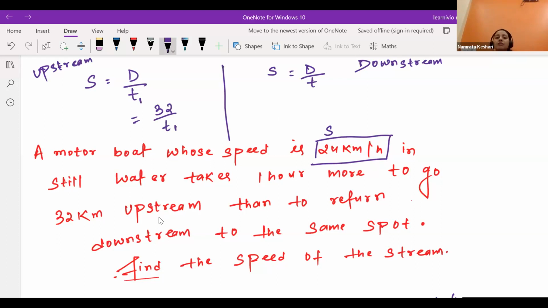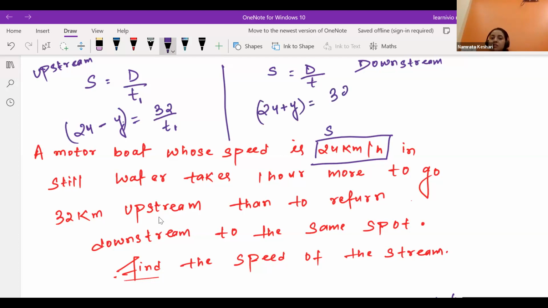24 kilometer per hour is the speed of the boat, but there must be a speed of the stream. You have to assume it initially. Let y be the speed of the stream. Okay, this is the stream speed. Similarly, for the other case, downstream, the same 24 kilometer per hour is the boat's speed, but plus y will be there, equals the same distance 32.